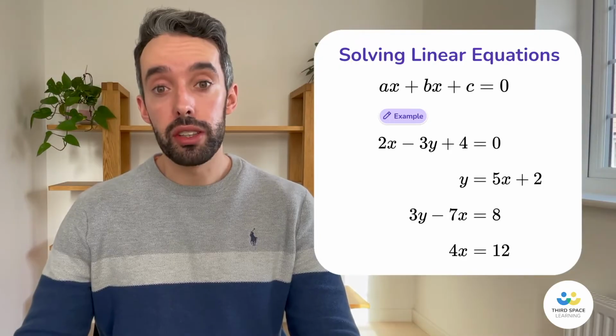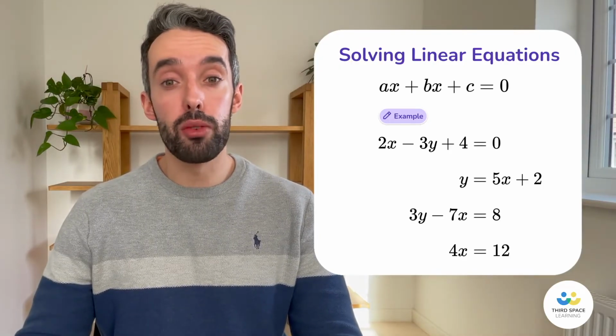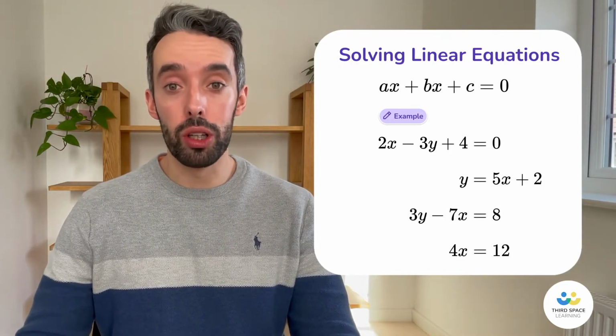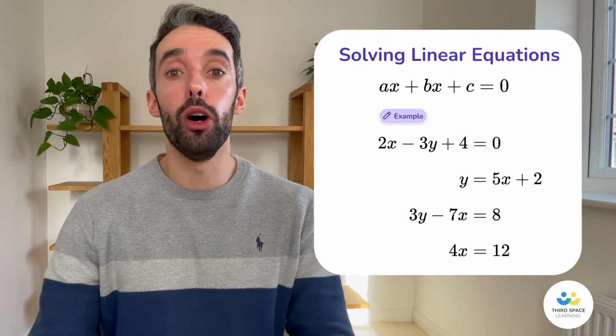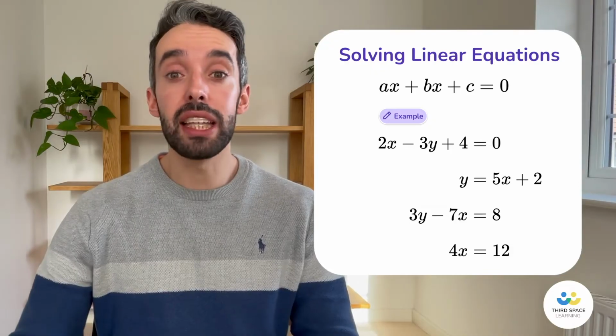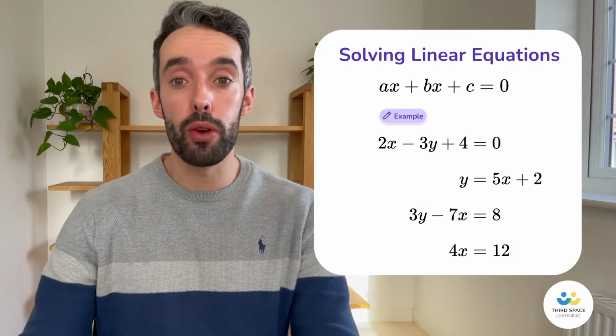A linear equation is an equation where the variables are raised to a power no higher than 1. In order to solve them, we have to get all of the variables together on one side of the equal sign, and then we can solve it by using inverse operations.